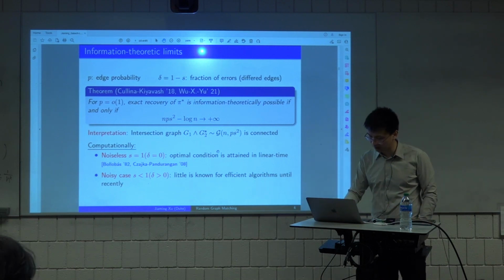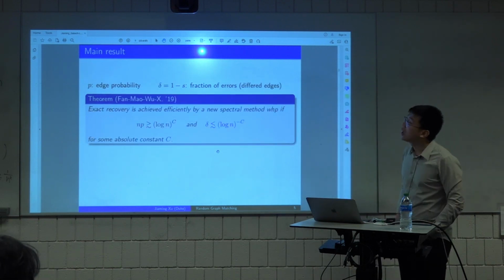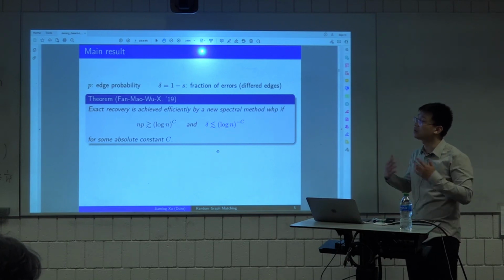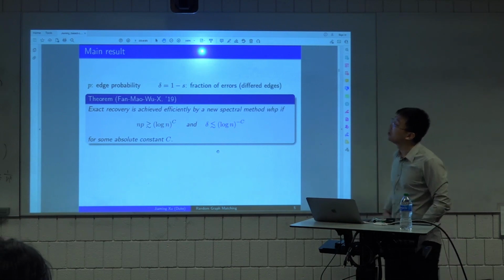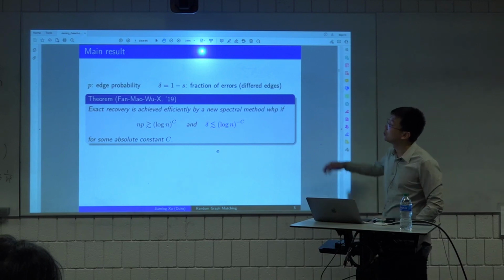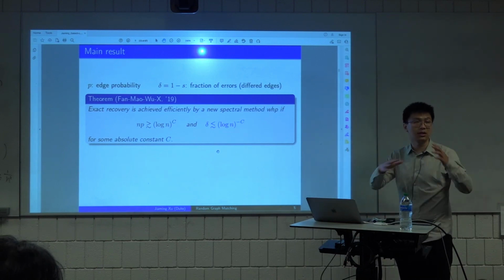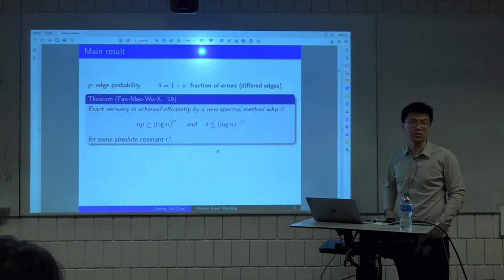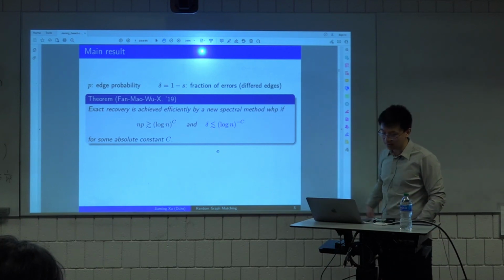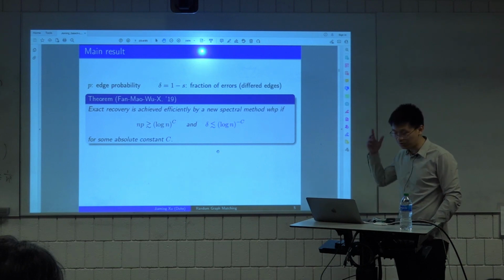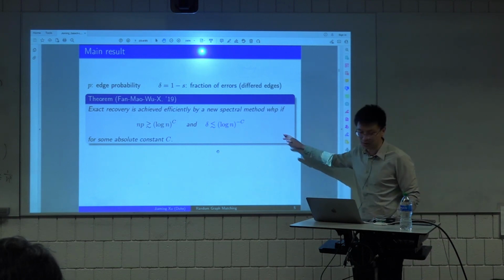Okay, so one algorithm that I want to talk about in this lecture is based on the spectral method. Here is the guarantee that we can get for the spectral method. Again, p is the edge probability in the parent graph, and delta is a fraction of errors or different edges in the two graphs. In this paper back in 2019, we were able to show that you can get exact recovery using a new spectral method with high probability if two conditions hold.